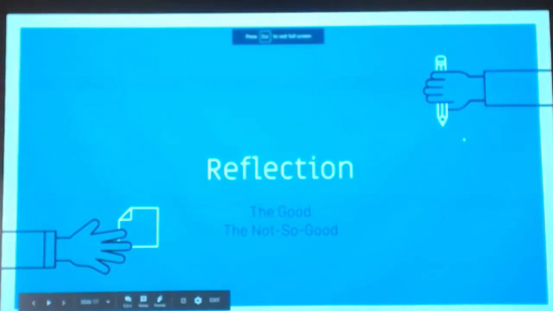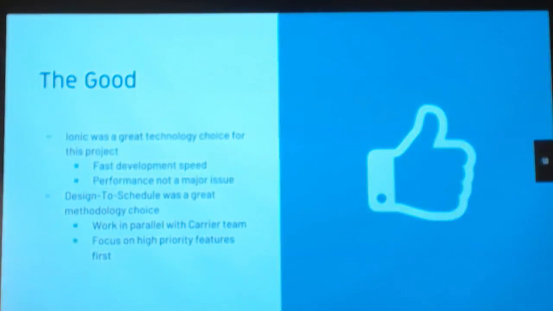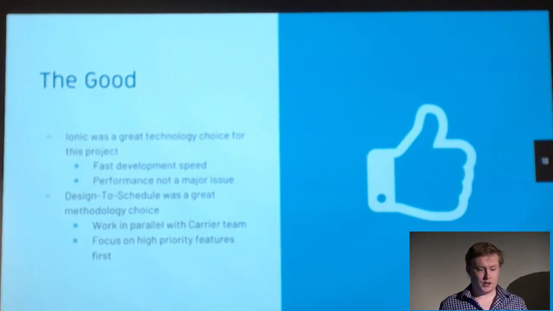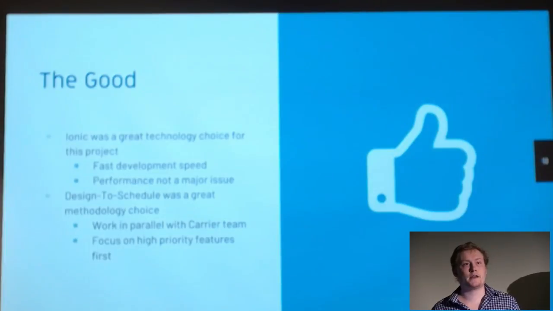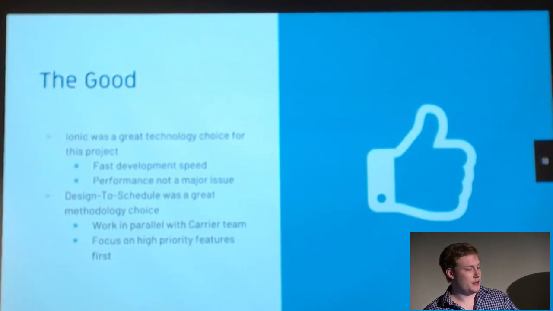All right, so let's talk about what went well and what went not so well in our time on this project. Firstly, the good. Ionic was a good technology choice for us. Originally, we planned on using React Native, but after a couple of weeks down that path in the first semester, we opted to switch. One of our team members had experience with Ionic, and it ended up being a much better choice for us as a technology.